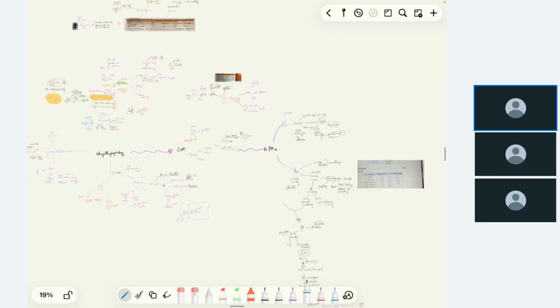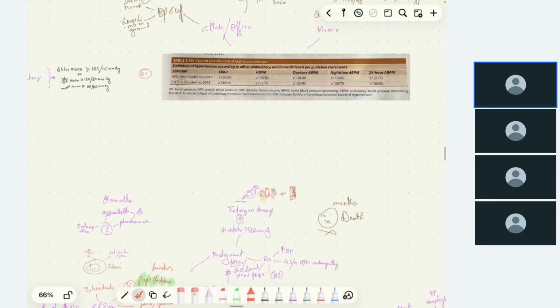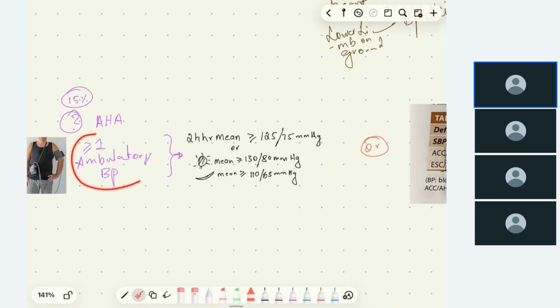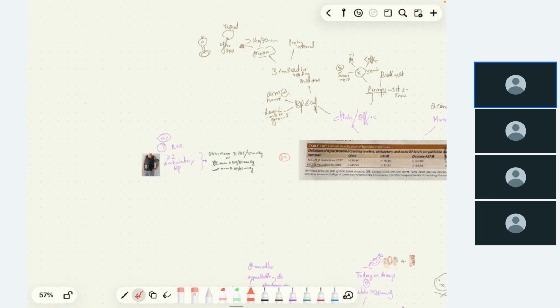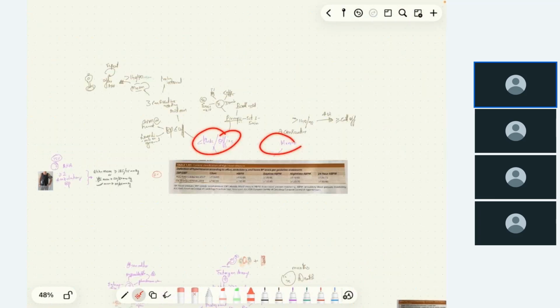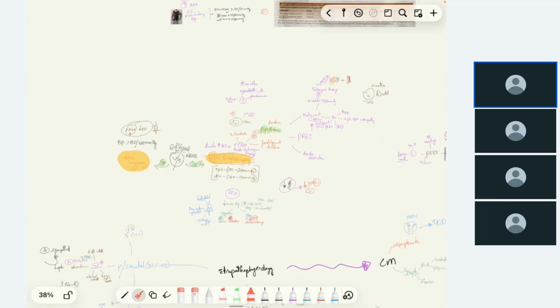So this is all about the definition, etiopathophysiology, clinical manifestations, and management of hypertension. For ambulatory BP, if any one of the three criteria is met, it is classified as hypertension. The home or clinic blood pressure more than these values is considered hypertension. Now, what is the etiopathophysiology?